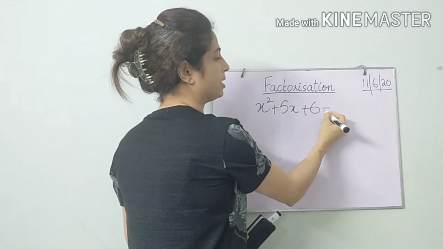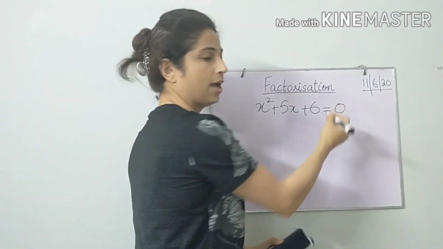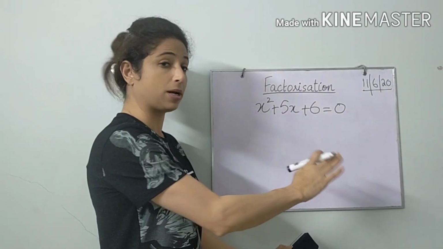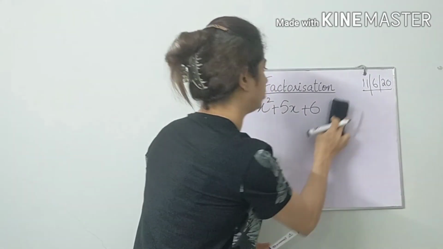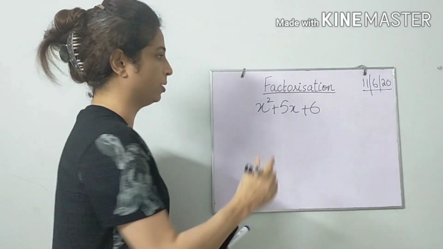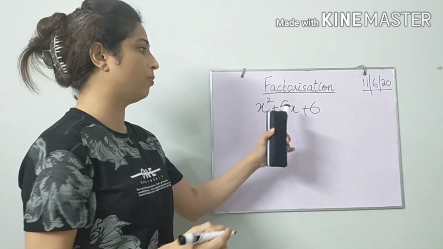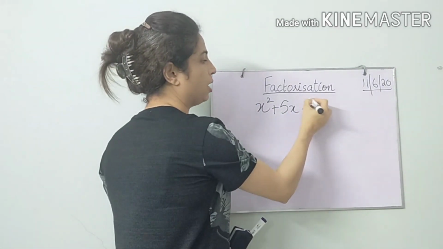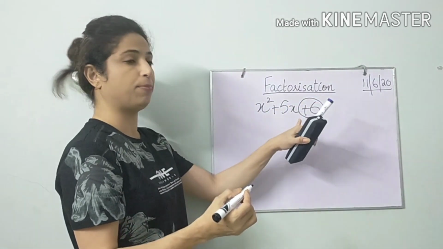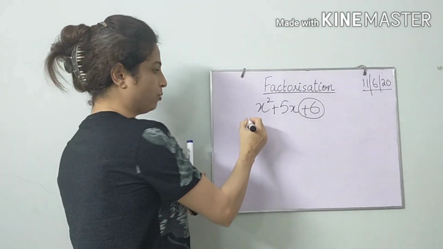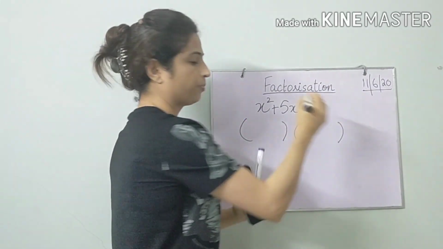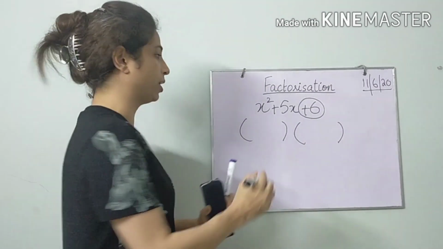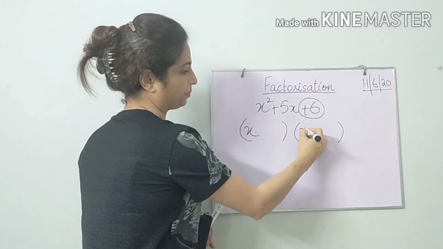Unless we have an equals sign here, and let's say I put a 0 here, this does not become an equation. So at the moment, this is an expression and we have to factorize it by middle term breaking. The first step is to see what our last term is. It is a plus 6. You have to make two brackets, and in these two brackets you first have to write your x.